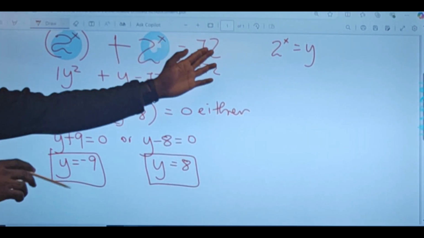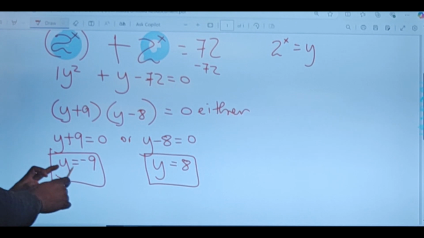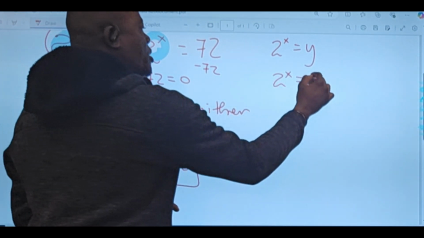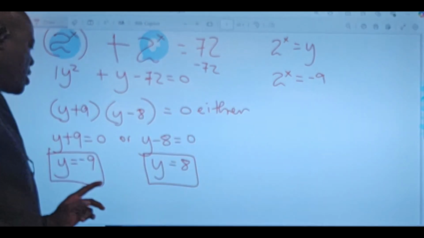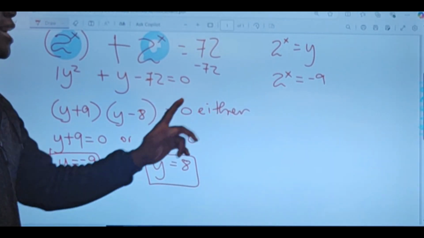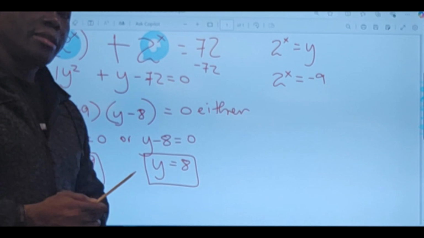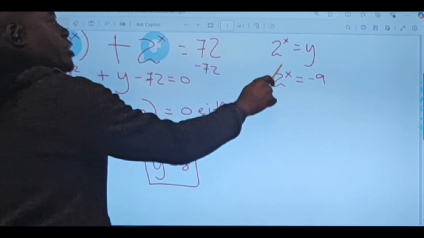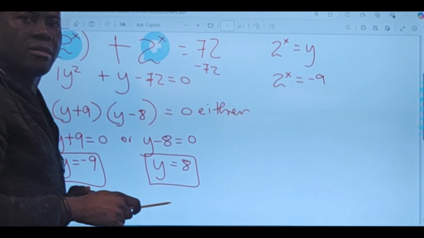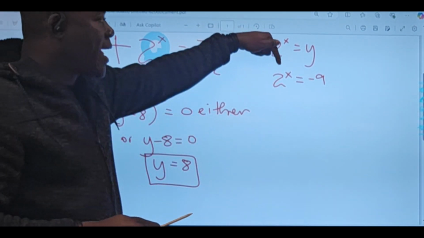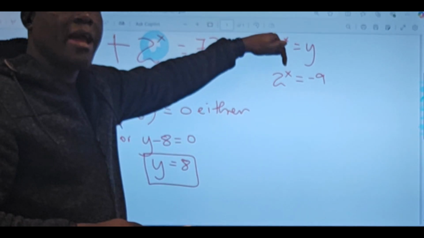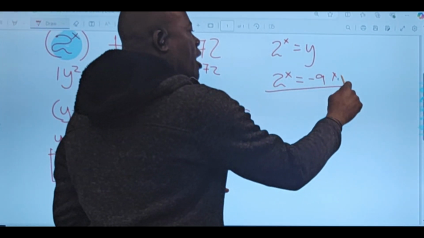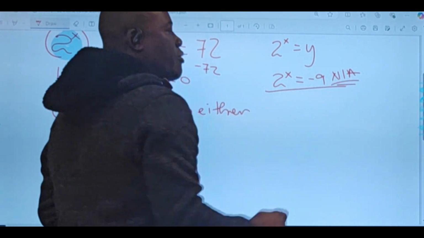So since 2 raised to the x is equal to y, then when y is negative 9, I could say, hey, 2 raised to the x is equal to negative 9. So I'm substituting the negative 9 for y. And when I look at this one, there's no real number that could do this, because there is no real number that 2 could be raised to in order to give a negative answer. There is no number that I could put where x is the exponent here and get a negative response. So this one is not valid.